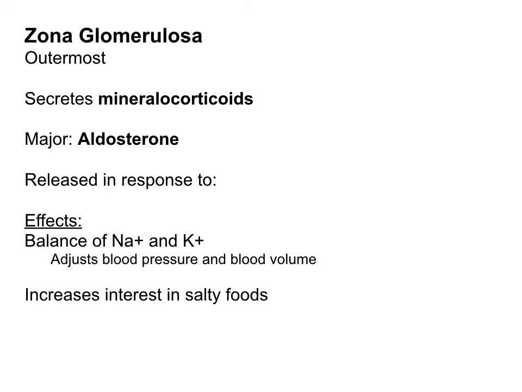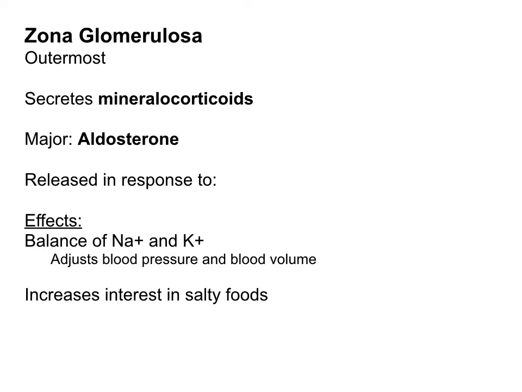The zona glomerulosa secretes a collection of hormones classified as mineralocorticoids. The major mineralocorticoid in humans is aldosterone, a hormone that you've already had to learn in a previous chapter. Now, aldosterone is released in response to angiotensin II. However, it can also be stimulated to be released in response to low blood sodium levels, low blood volume, low blood pressure, or elevated blood potassium levels.